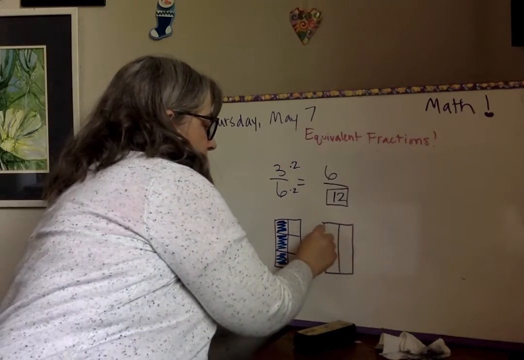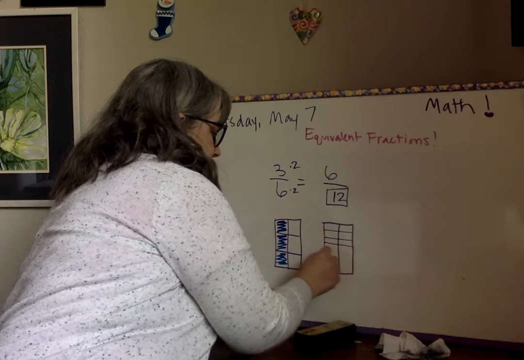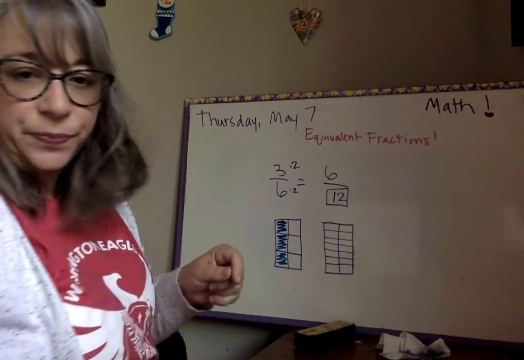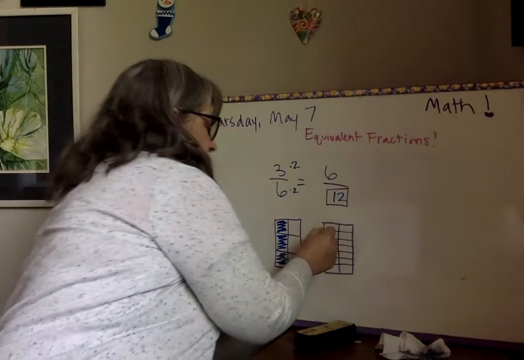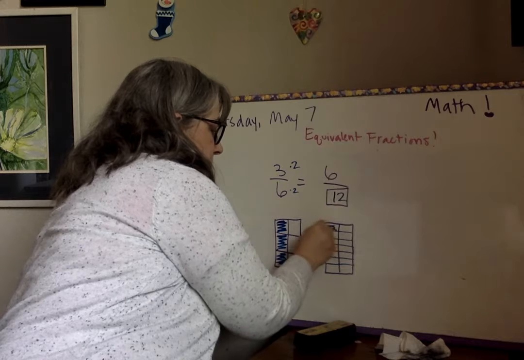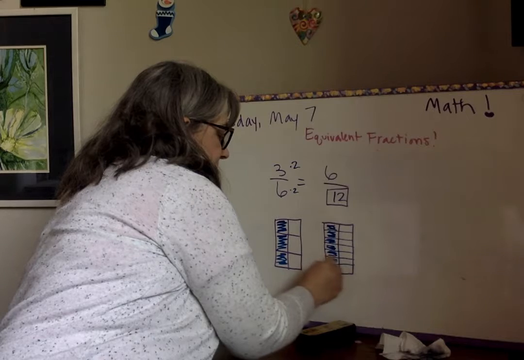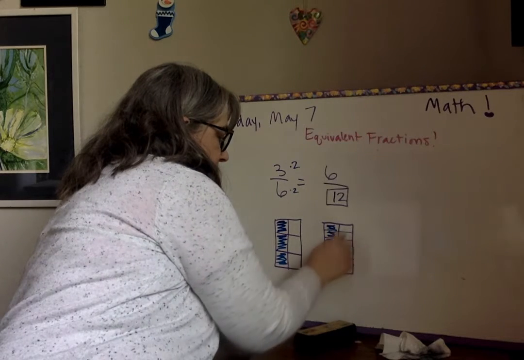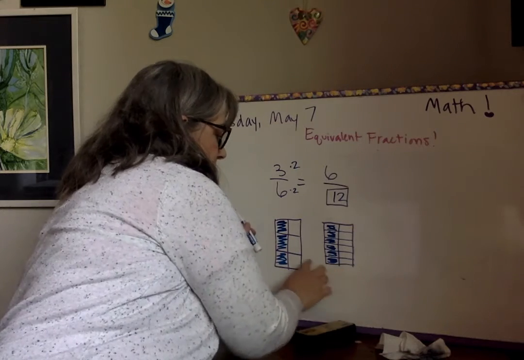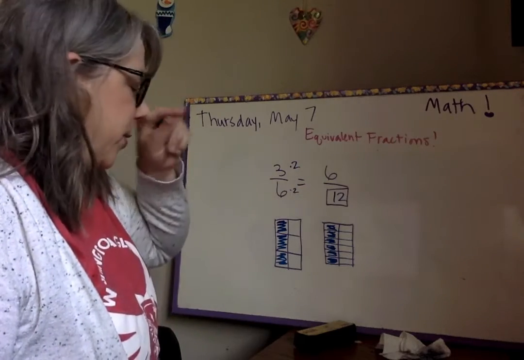So here we have, let's see, 2, 4, 6, 8, 10, 12. I did not do a great job making those even, but that's okay. How many parts are we going to shade in? 6. 1, 2, 3, 4, 5, 6. Uh-oh, I made too many. 2, 4, 6, 8, 10, 12. I sure did. Holy smokes. All right, but as you can see, these are equal to each other. So 3/6 is equivalent to 6/12.